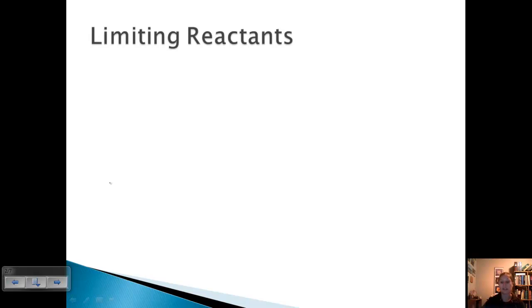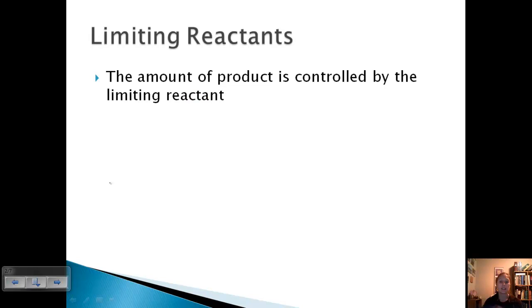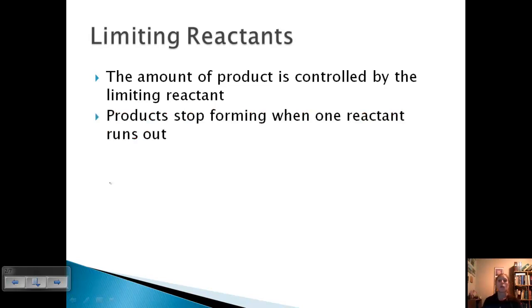And so the limiting reactant is basically the reactant that controls the amount of product being produced. It's the one that produces the least amount of product, and that's how we figure that out. When this reactant is used up, the products will stop forming, and so we call it the limiting reactant.